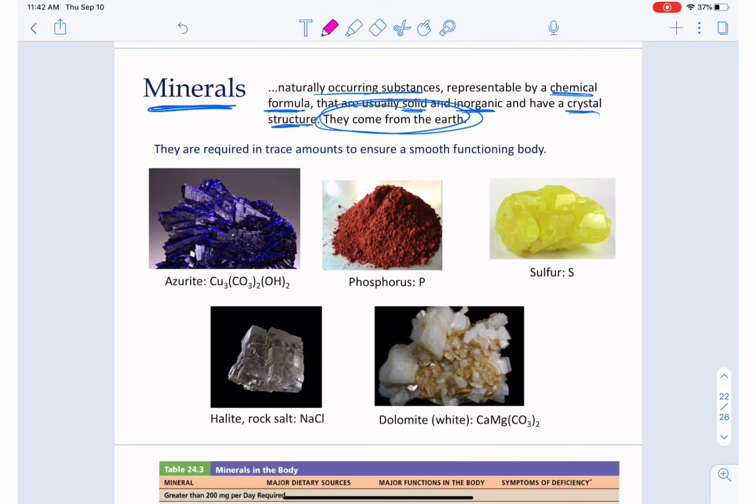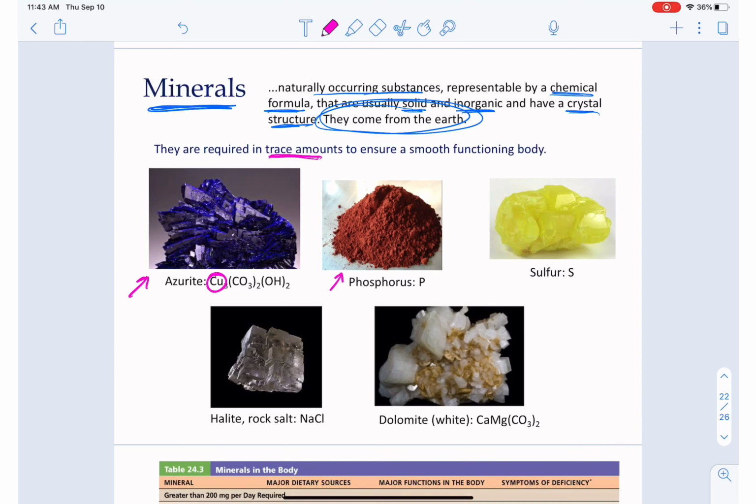And minerals are a micronutrient, meaning they're required in trace amounts, just minute amounts to ensure a smooth functioning body. And let's take a look at some of these minerals, or at least the form that they come from the earth. Here we have azurite. What mineral do we need that comes from azurite? Copper.